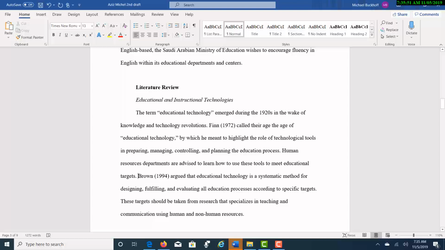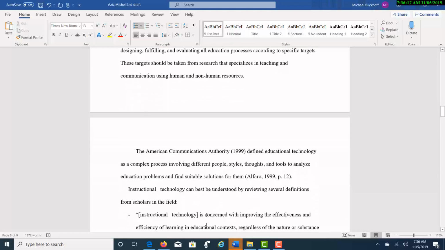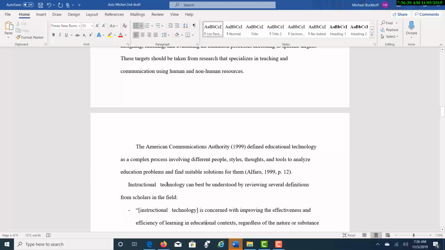Brown argued that educational technology is a systematic method for designing, fulfilling, and evaluating all education processes according to specific targets. These targets should be taken from research that specializes in teaching and communication using human and non-human resources. This is brilliant. The way that you connect this back to the previous sentence, very good cohesion, Aziz. The American Communications Authority defined educational technology as a complex process involving different people, styles, thoughts, and tools to analyze education problems.